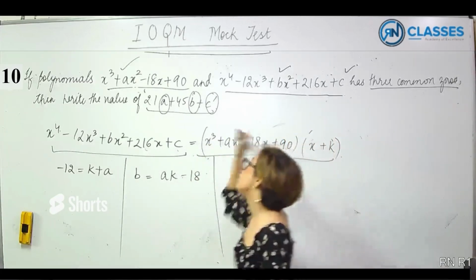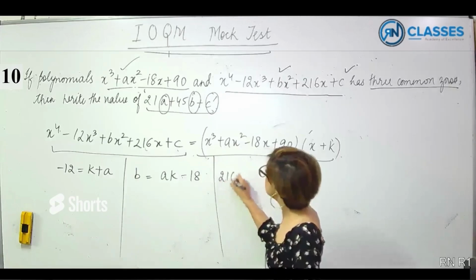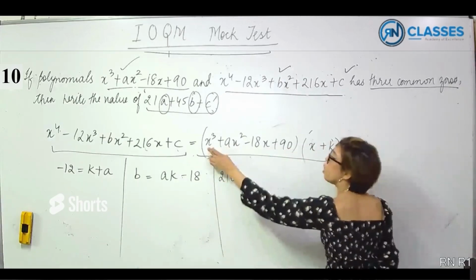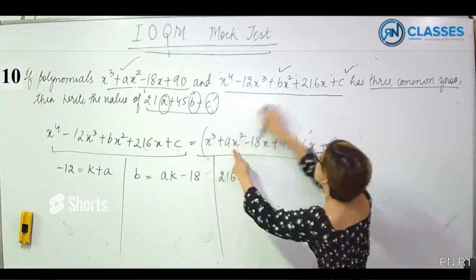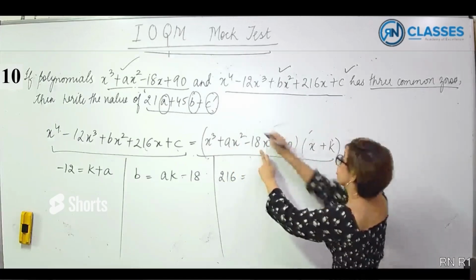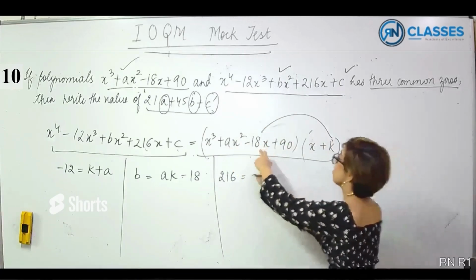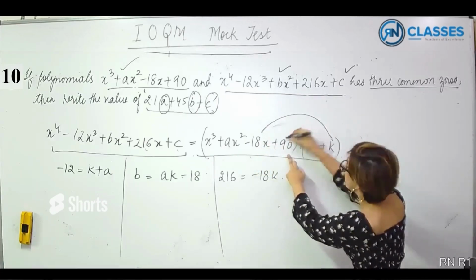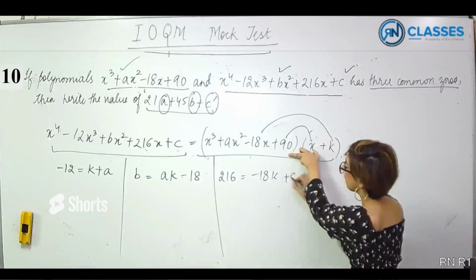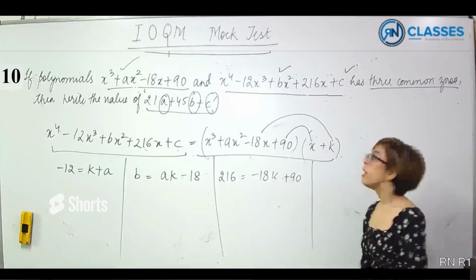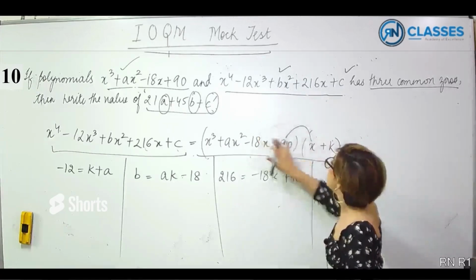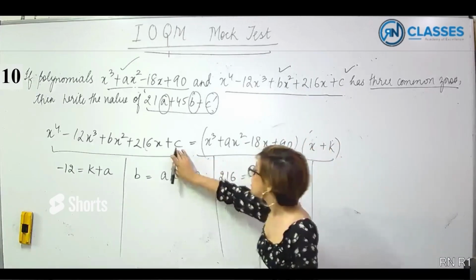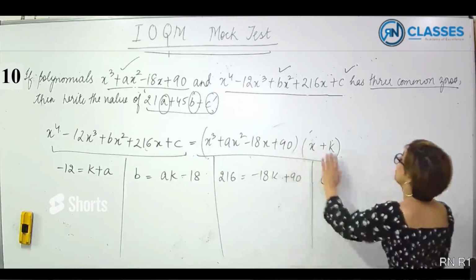Now, the coefficient of x, which is 216, is equal to. Coefficient of x, I will not get from here. I will not get from here. Maybe I can get it from here. So that is minus 18k. Plus anything else from here. Yes, coefficient of x, so that means plus 90. Cool? Done. And last, obviously the constant term. Now, he says constant term is c. Here the constant term is 90k.